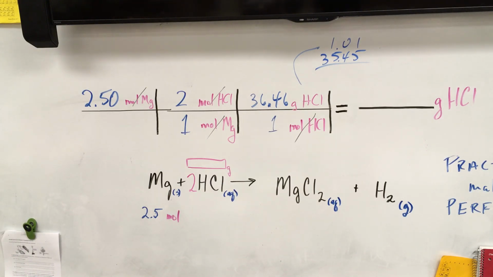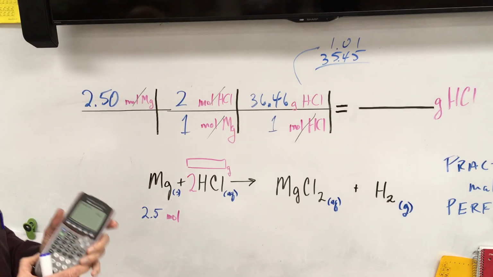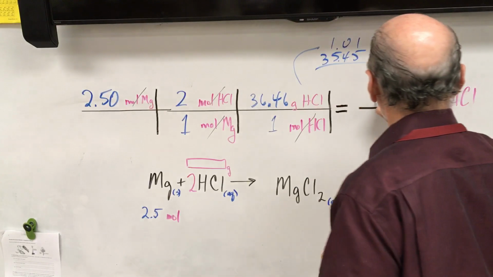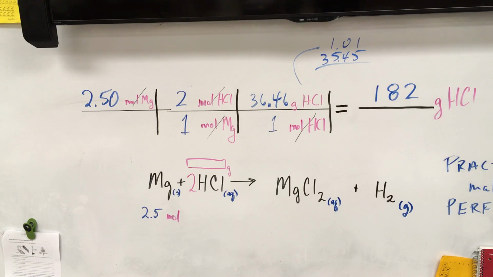So let's see what that is. 5 times 36.46, and we get 182.3. We want 3 sig figs. That's what was in our question. So 182.3 becomes 182 grams of hydrochloric acid. And that is it. That would be an example of moles to grams. All right, I'm going to stop this. I'll set up one where you go from grams to moles, and then I will use the videos for the other 2.